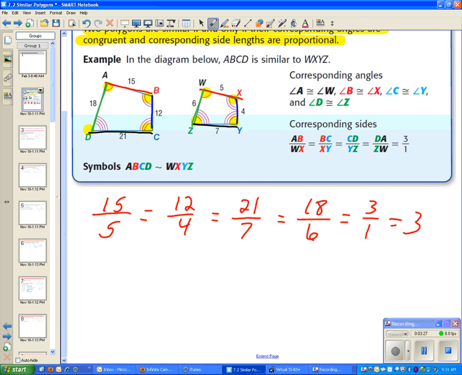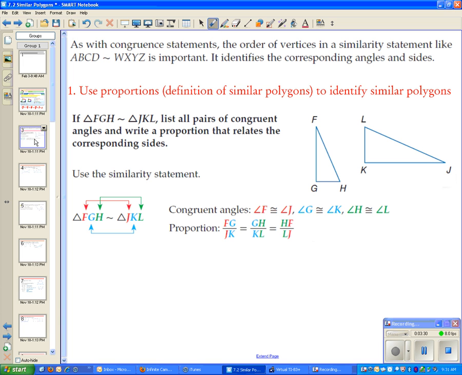All right, so how would we use that? Well, one thing that's going to help. When we were writing congruence statements, the order mattered, didn't it? The order matters now. It tells us how everything corresponds. So as with congruence statements, the order of vertices in a similarity statement, like ABCD is similar to WXYZ, is important. That little symbol right there means similar to. It identifies the corresponding angles and sides.